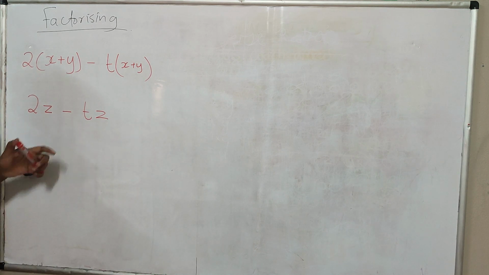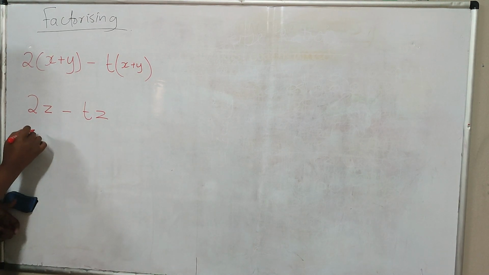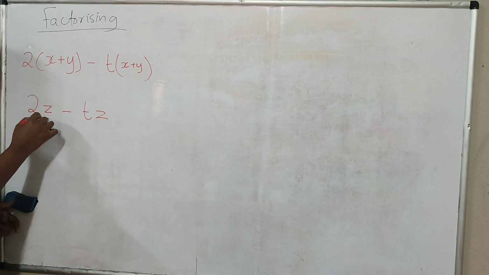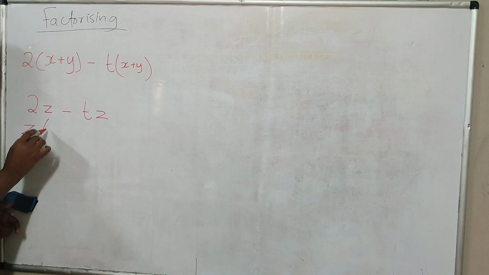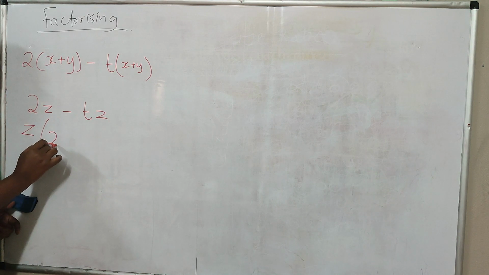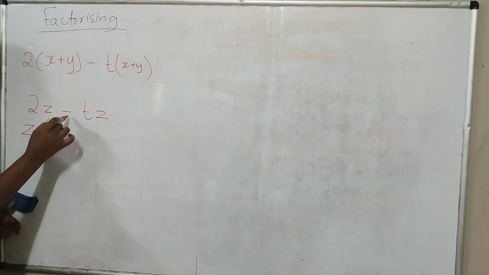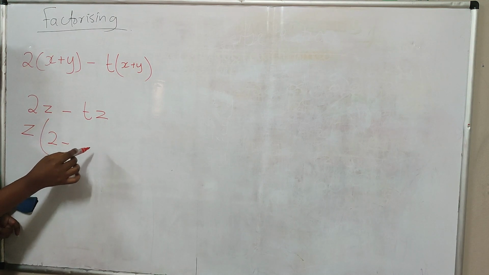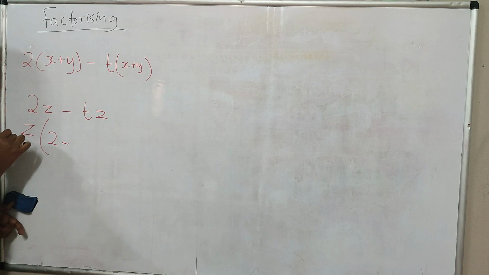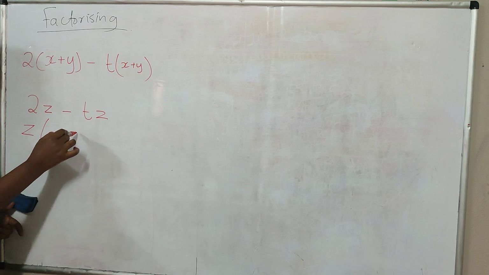And if we were here, what would we do? We would say z outside, bracket. How would we reduce this? 2 over z is 2, right? And this one would be minus, we bring down the sign, minus what? t. Right? Because we say tz divided by z and we get t.